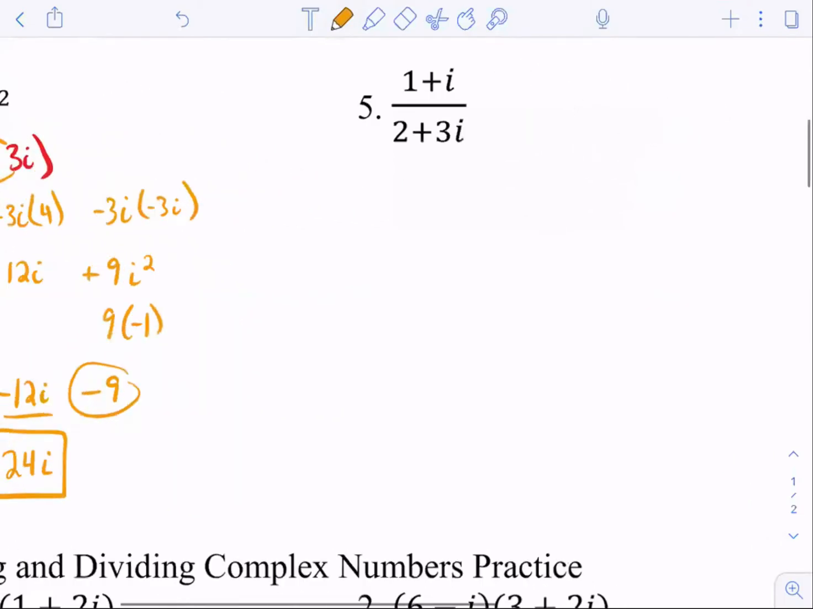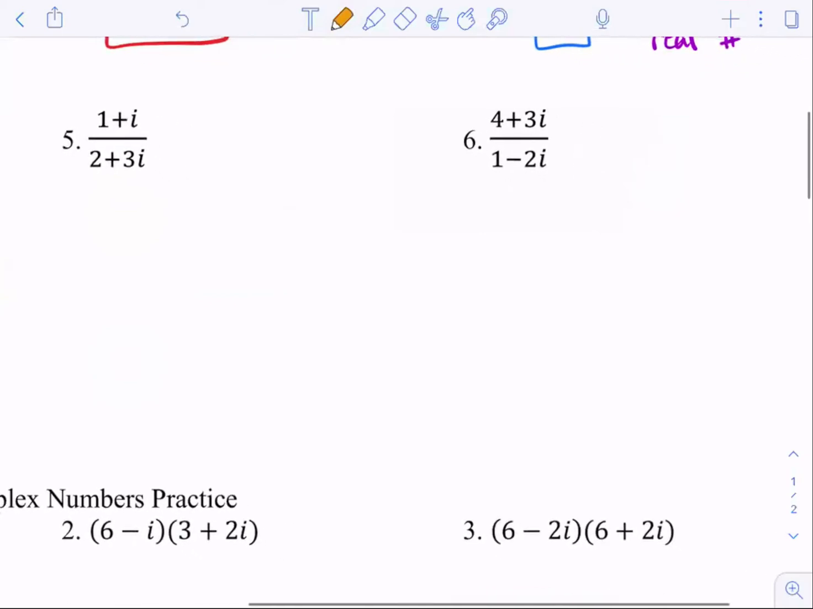Now, these last two practice problems, if you take a look here. Now, this is technically an imaginary number. It's not a pure imaginary, it's a complex number. Am I allowed to have imaginary numbers in the denominator? No. We said we treat this just like we treat radicals.